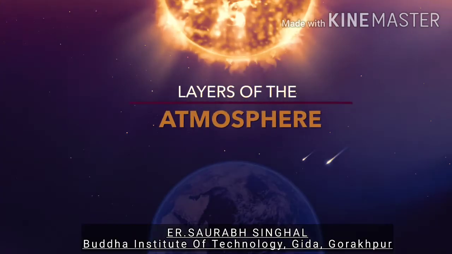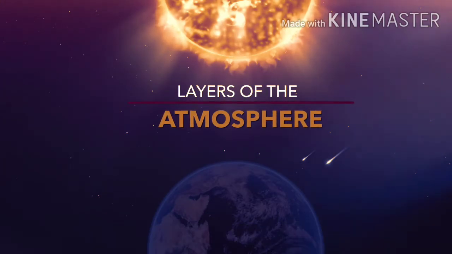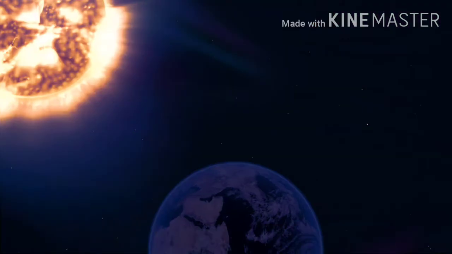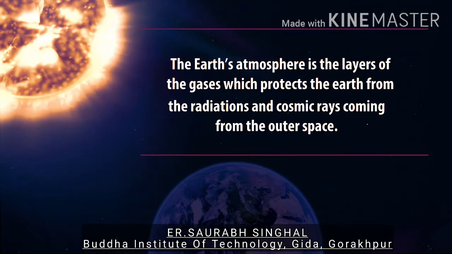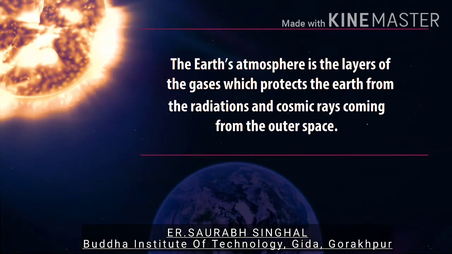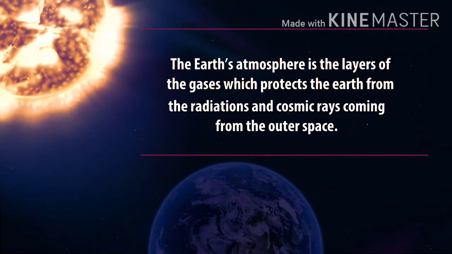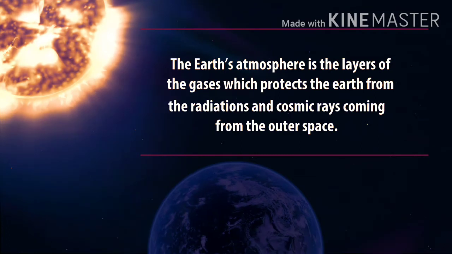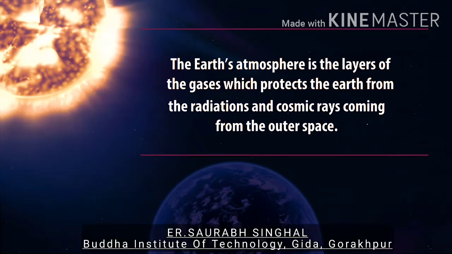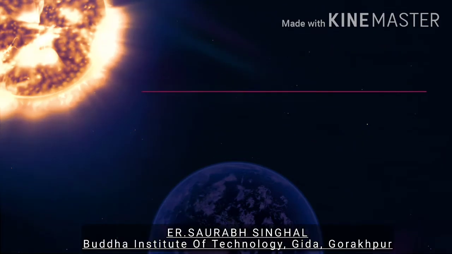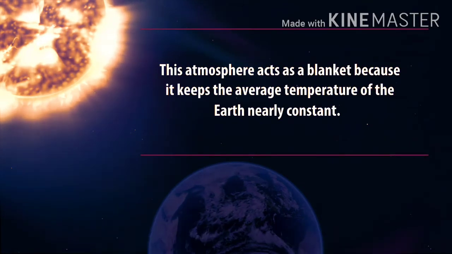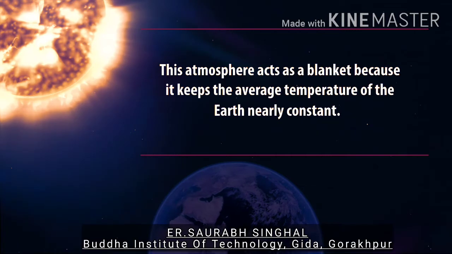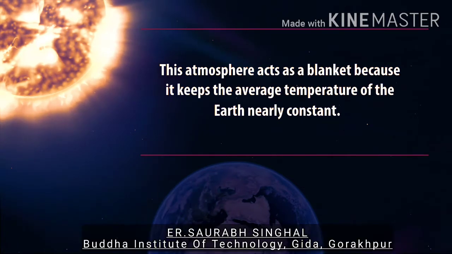Layers of the atmosphere. The Earth's atmosphere is the layers of gases which protect the Earth from the radiations and cosmic rays coming from outer space. This atmosphere acts as a blanket because it keeps the average temperature of the Earth nearly constant.